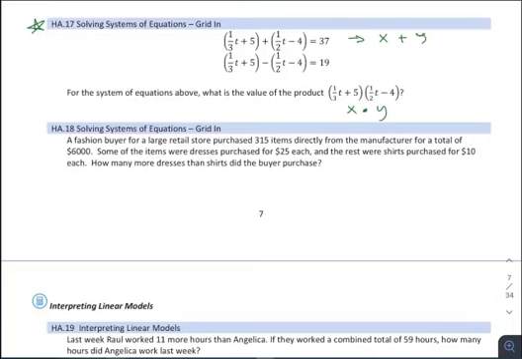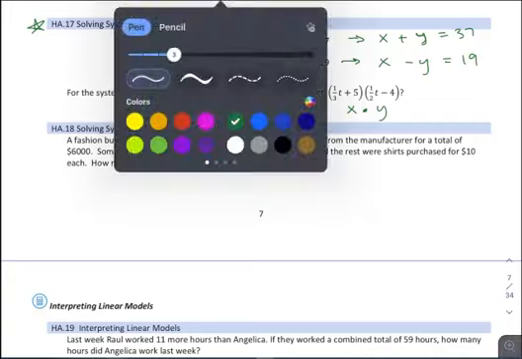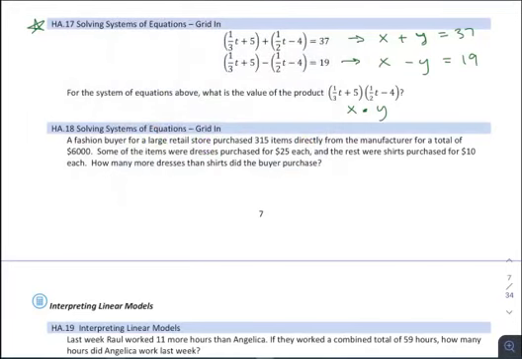x plus y equals 37. And what could I rewrite my second equation as? x minus y equals 19. If I gave you that, would you be able to solve for x and y? Yeah, it's easier that way, right? So look to see if you can represent this in a much easier, more straightforward way.